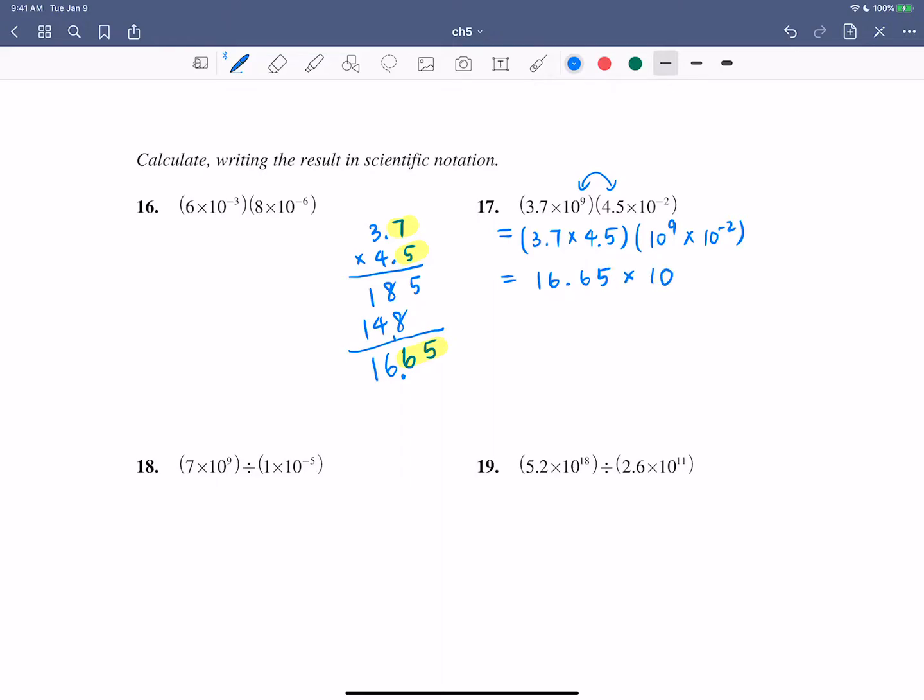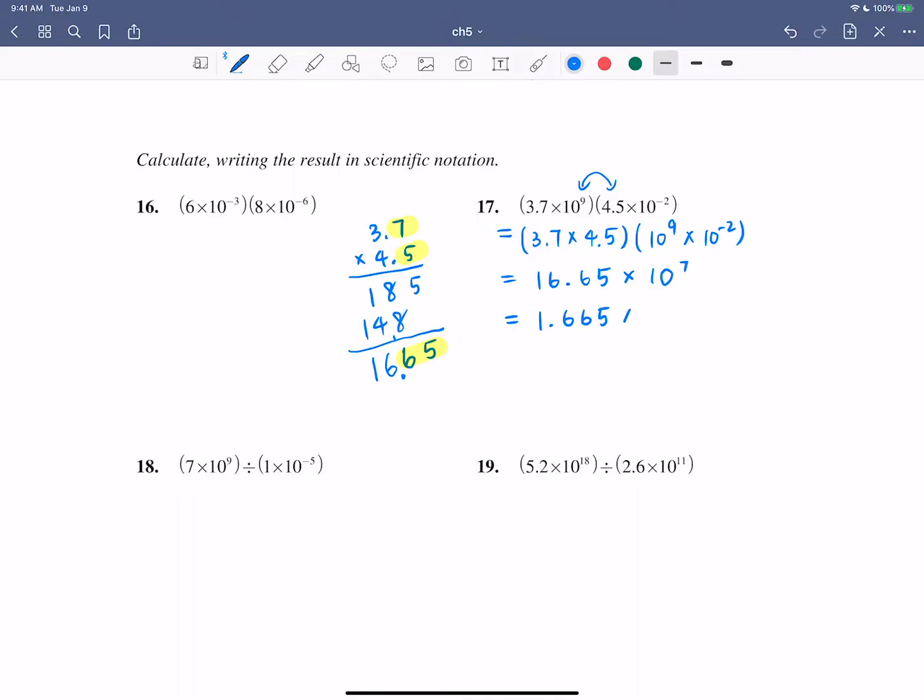And then multiply by the power of 10. Here we apply the product rule. Keep the base, add the exponents. 9 plus negative 2, that's positive 7. And then we're going to rewrite the result in scientific notation because it's required in the original problem. Therefore, for 16.65, we rewrite using these digits as a number that's between 1 and 10, including 1. And that number is 1.665.